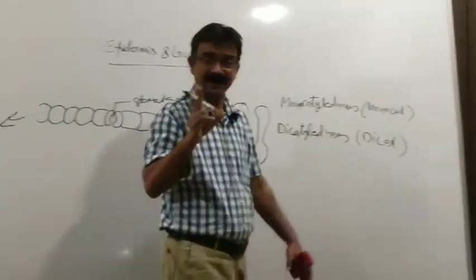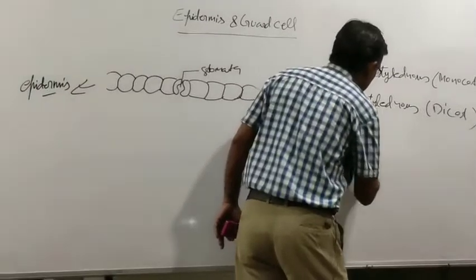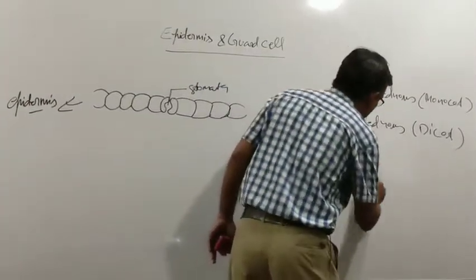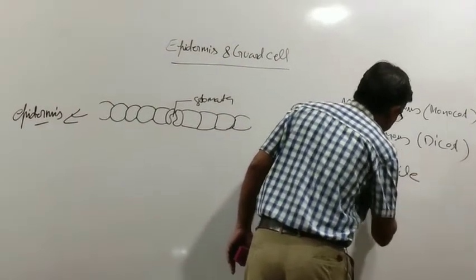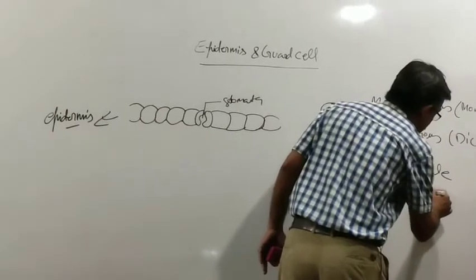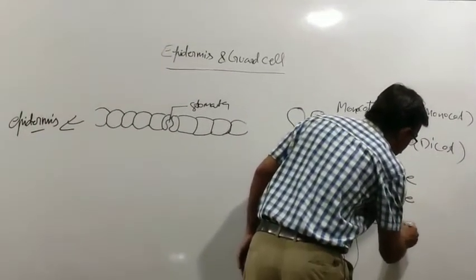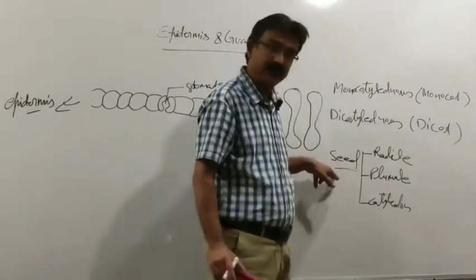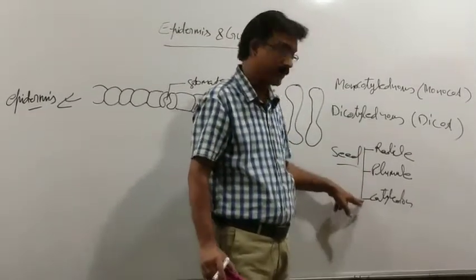You know, plants develop from seeds. A seed is further made up of three parts, and these three parts are radicle, plumule and cotyledon. A seed is made up of three parts: radicle, plumule and cotyledon.